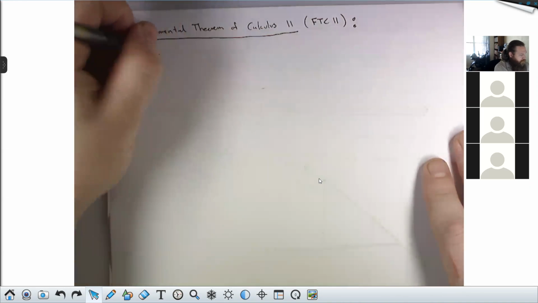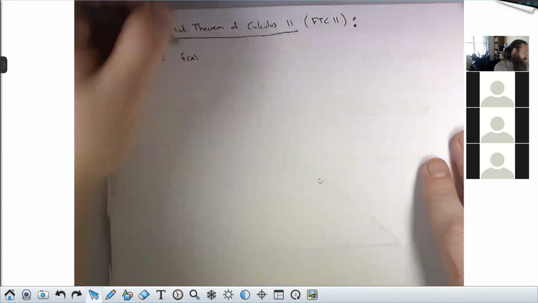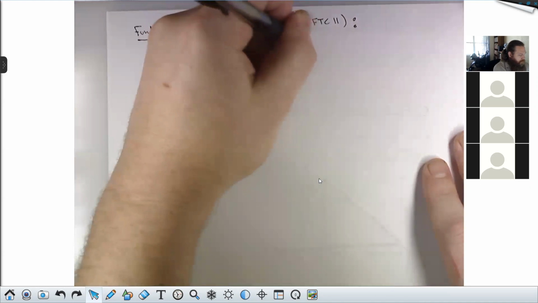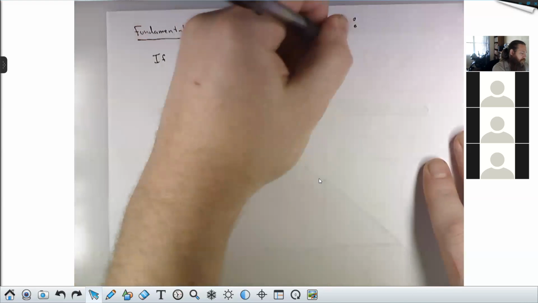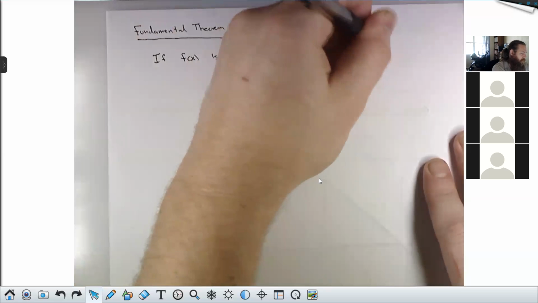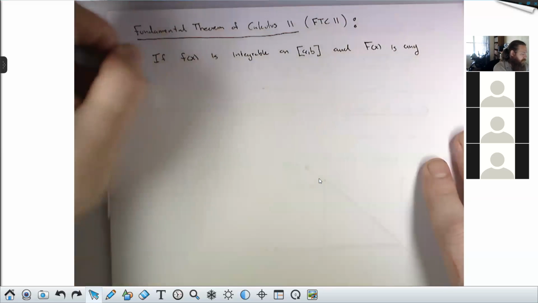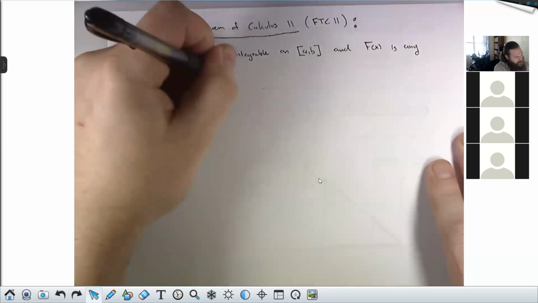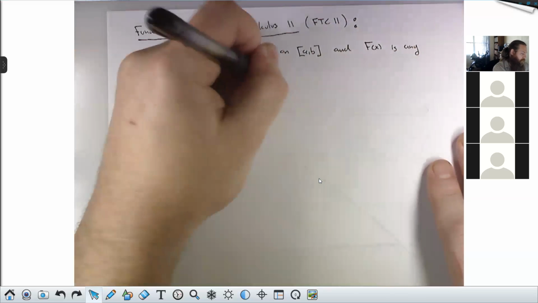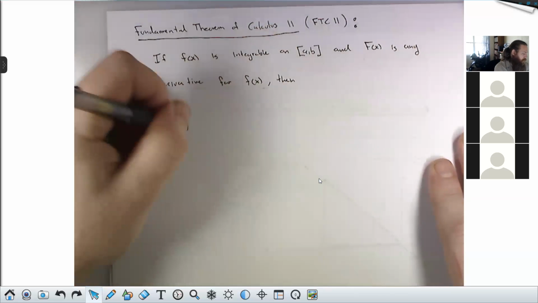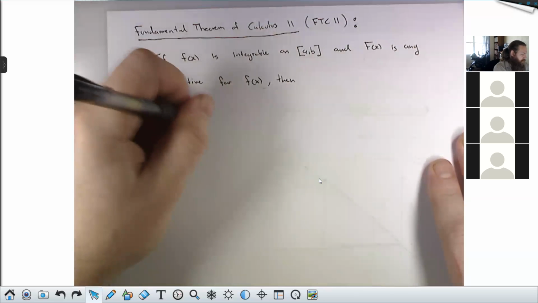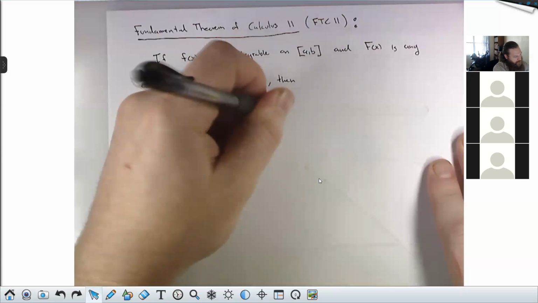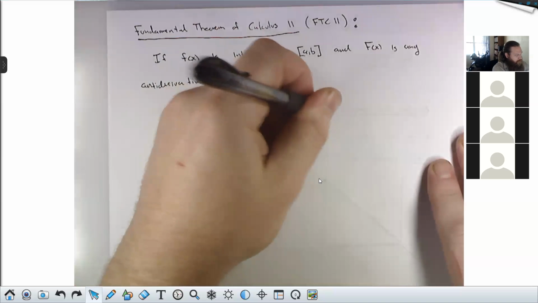This says, if little f of x is integrable on the interval a to b, and big F of x is any antiderivative for little f, then the integral from a to b of little f of x dx is equal to capital F of b minus capital F of a.